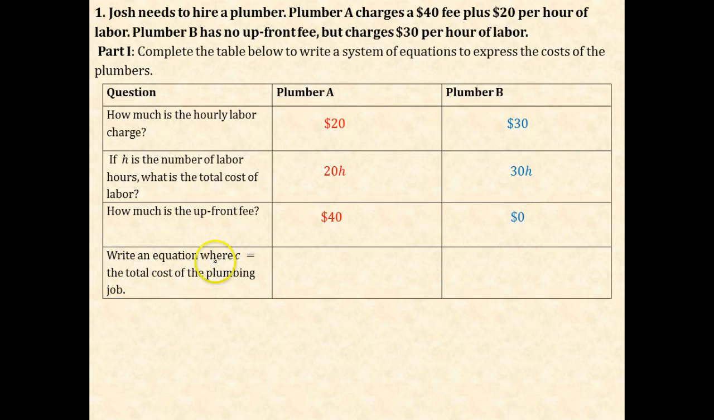Write an equation where C equals the total cost of the plumbing job. So for plumber A, it's $20 an hour plus a $40 upfront fee. So the cost would be 20 times H plus 40. For plumber B, there's no upfront fee, but it's just $30 per hour, so the cost is going to be 30 times H.